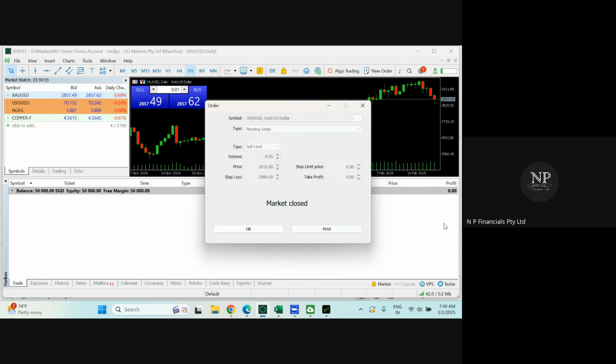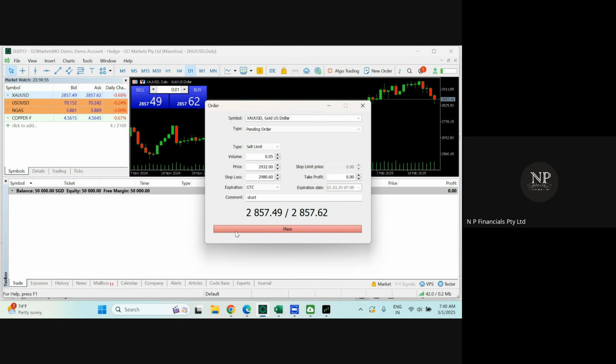Now because today is Saturday, the market is closed. On Monday when you do it, the order will be placed. So this is how we place a trade, and before that we place everything on the journal. Any question?